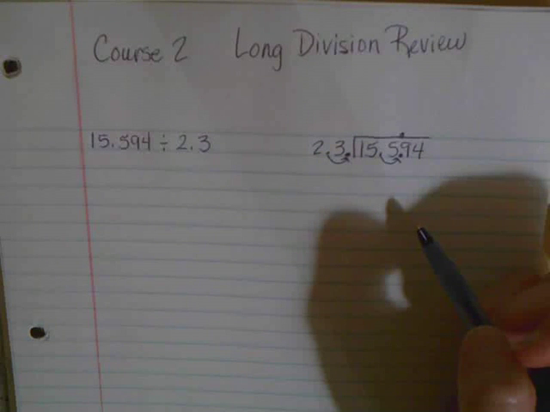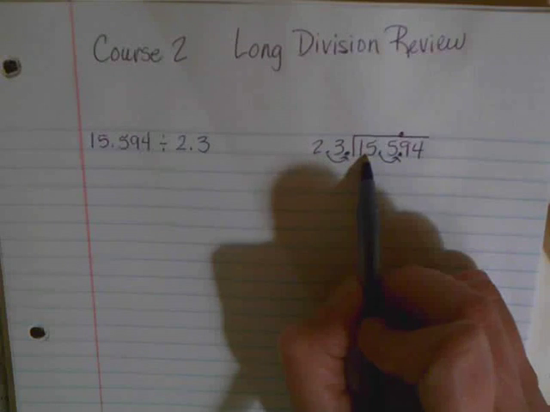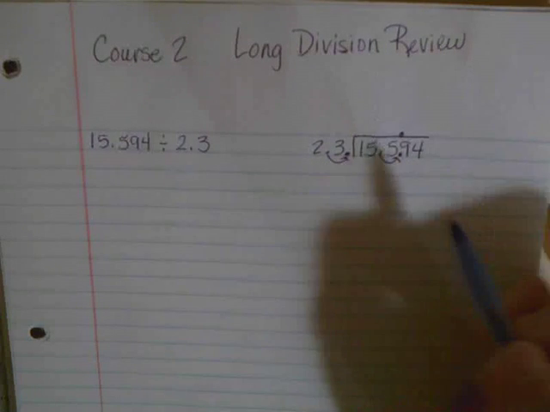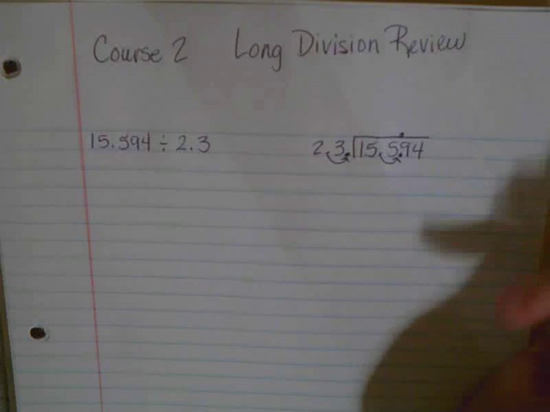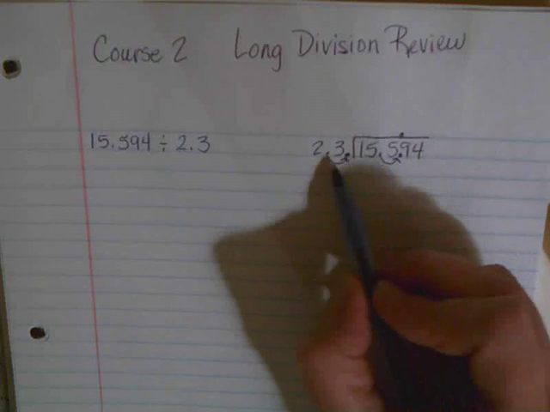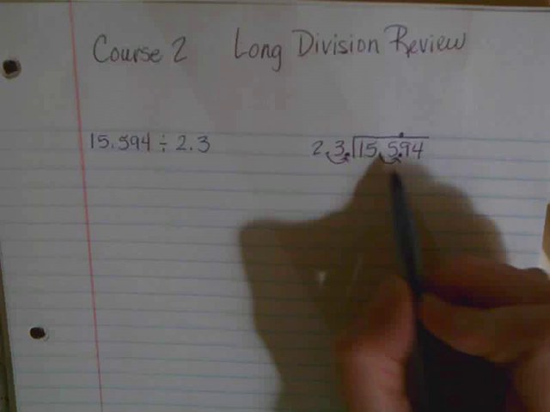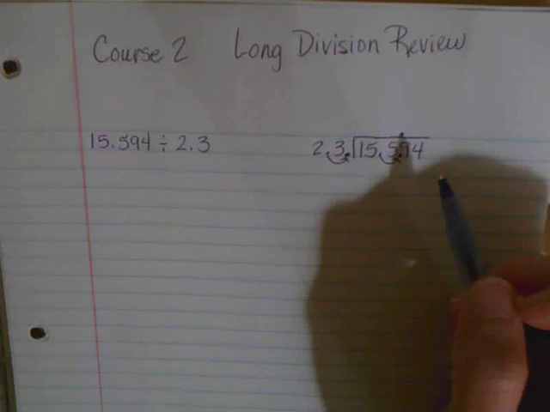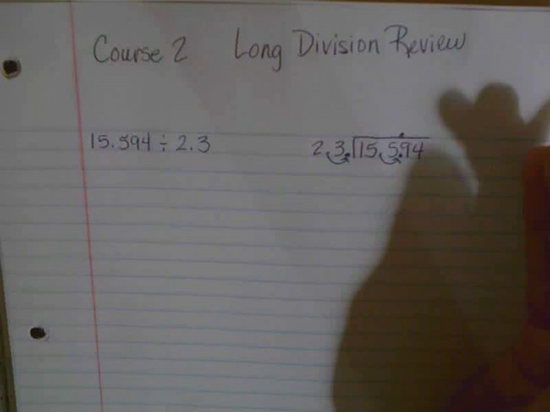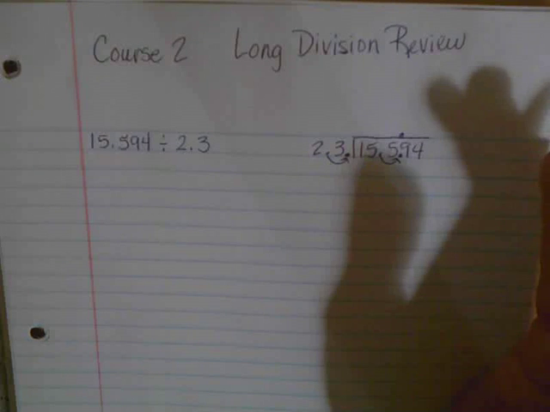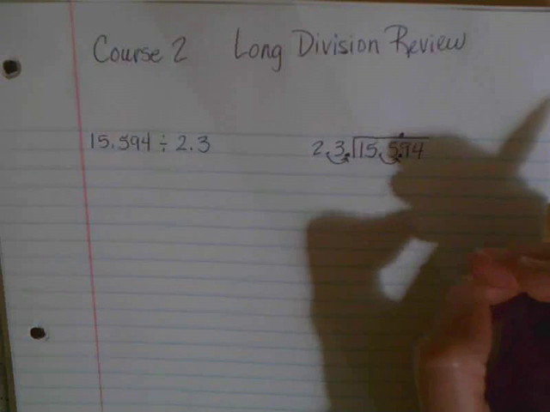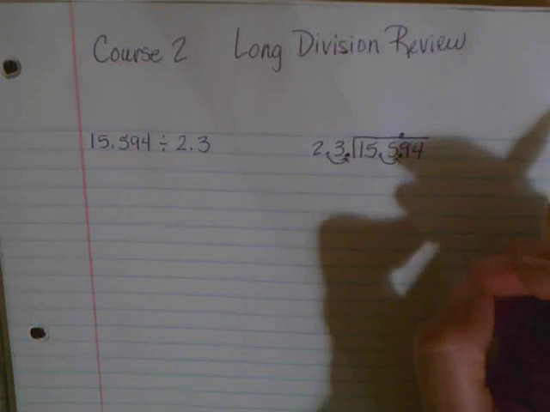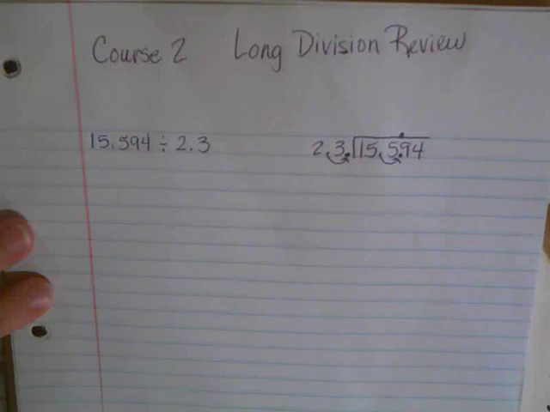All right, now here's where you probably want to use a little bit of estimation. So 23 does not go into 15. Some people like to put zeros up here. I generally do not put them up there. So now I want to do 23 into about 155. So 23 is close to 25 and 155 is close to 150. There are 6 25s in 150, so I'm going to try a 6.